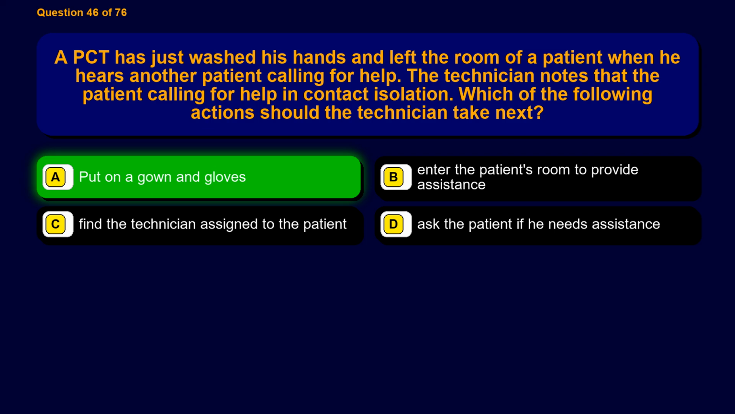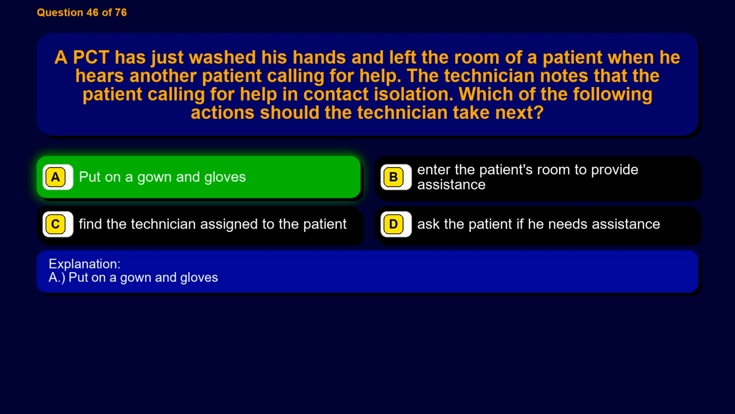The correct answer is option A. Put on a gown and gloves. A. Put on a gown and gloves.